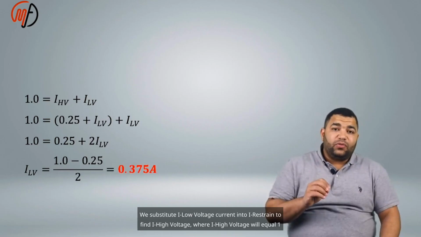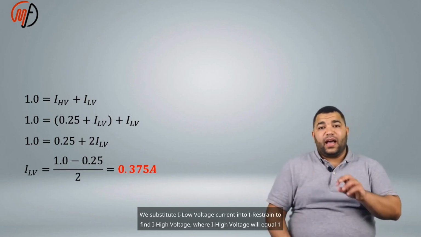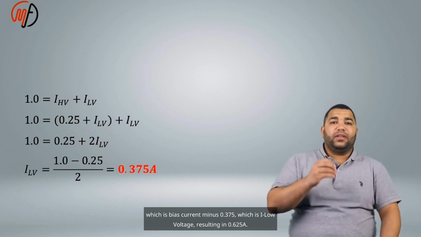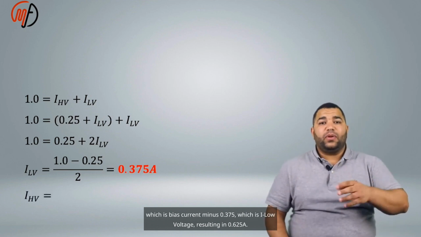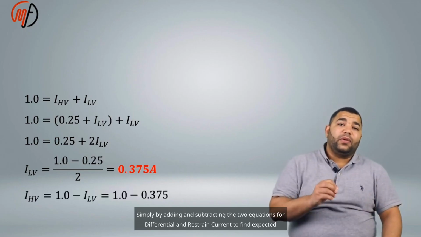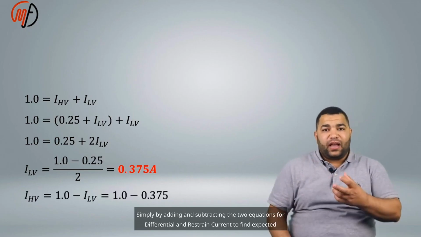We substitute the I low voltage current into I restrained to find I high voltage, where I high voltage will equal 1, which is the bias current, minus 0.375, which is I low voltage, resulting in 0.625A. Simply by adding and subtracting the two equations for differential and restrained current, we can find the expected current values for the relay.